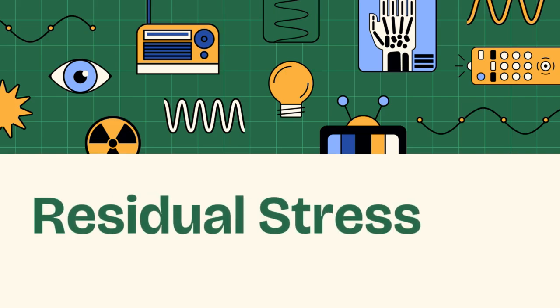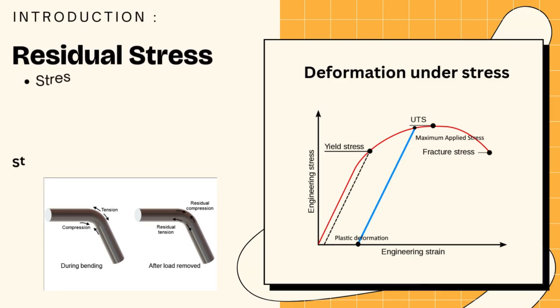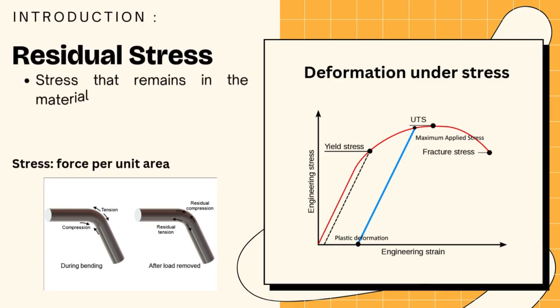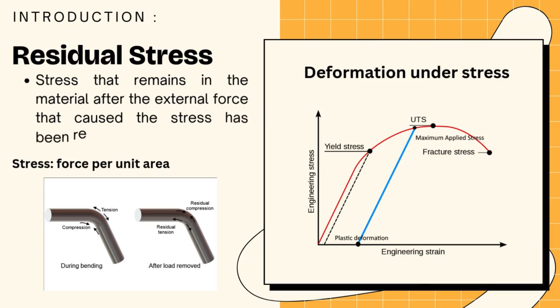This video highlights the residual stress in materials and the Williamson Hull plot. Introduction of residual stress. Residual stress is stress that remains in the material after the external force that caused the stress has been removed. Next, stress is defined as force per unit area.